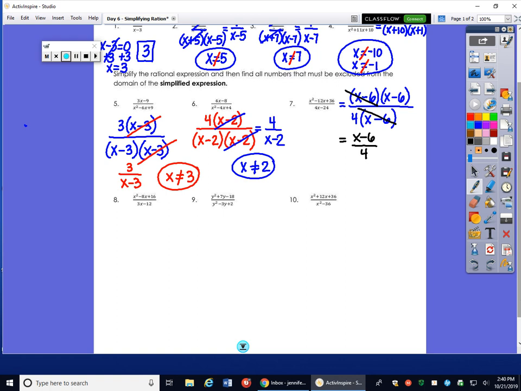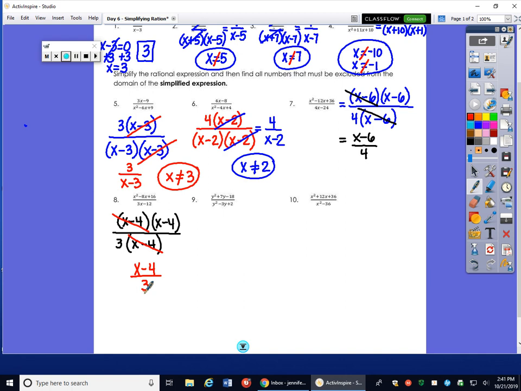Number 8, on the top, we've got two factors of 16 that add up to negative 8. That's going to be a negative 4 and a negative 4. And then on the bottom, we have 3 times x minus 4 when you take out the greatest common factor. So the x minus 4's can cancel, leaving you with x minus 4 on top and a 3 on the bottom. And again, we have no letters in the denominator, so there are no numbers that need to be excluded from the domain.